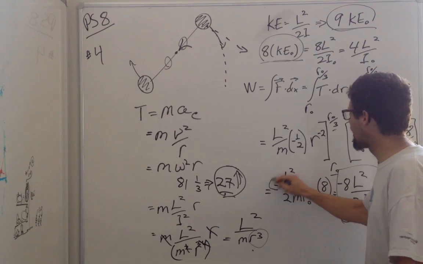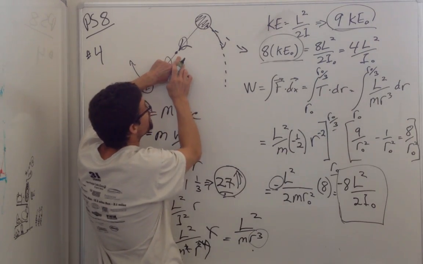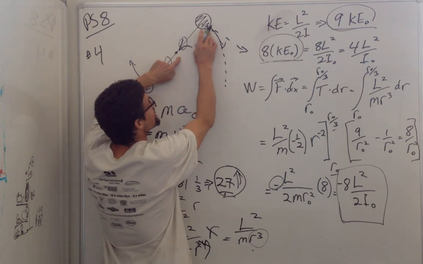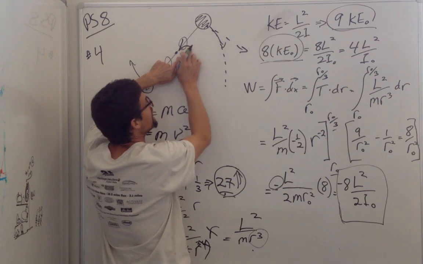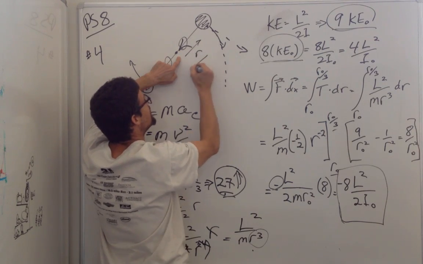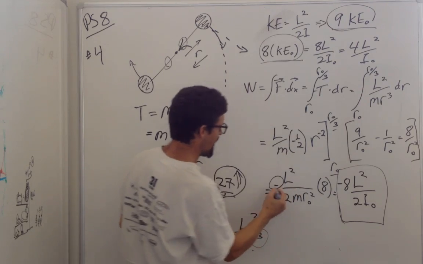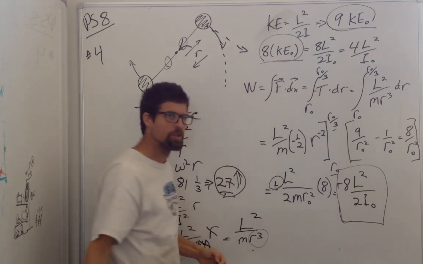Alright, so there's a minus sign here. Where is the mistake I made? The mistake I made was that I defined this as the positive r direction because I integrated from here to here. So that means this is positive r, but tension is in this direction. And so really I should have had a negative here, and this would have all worked out just fine.